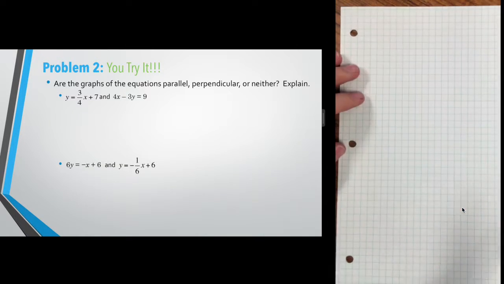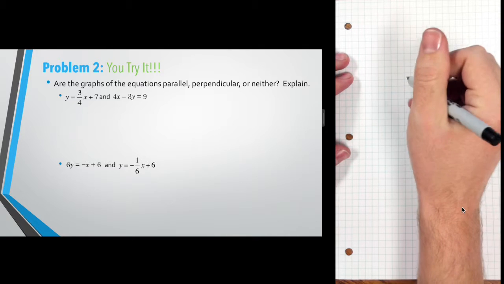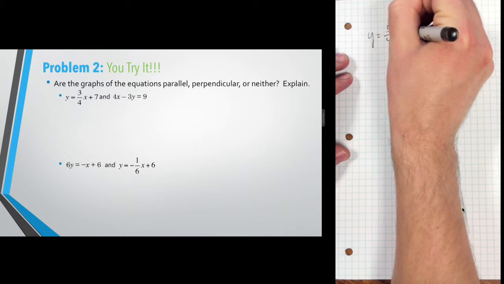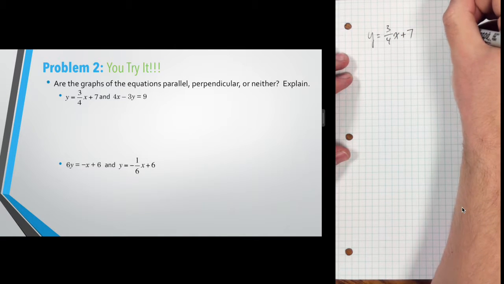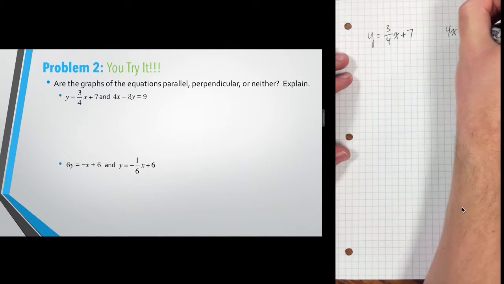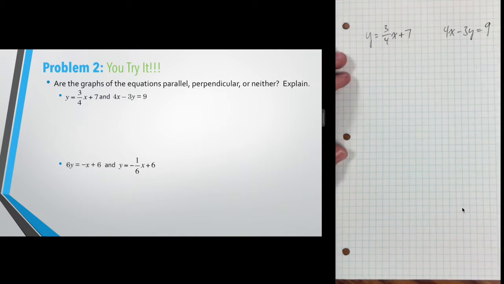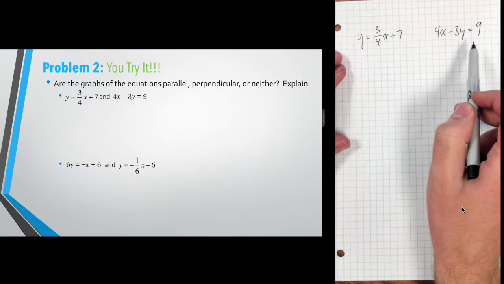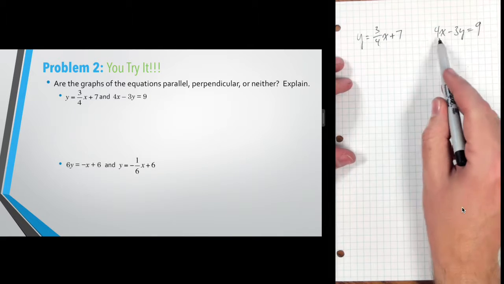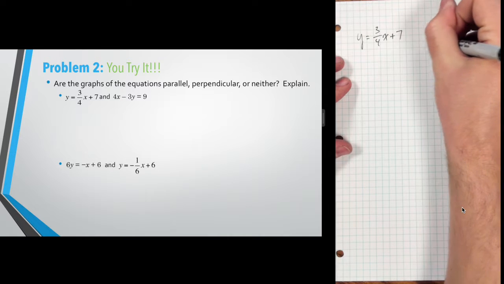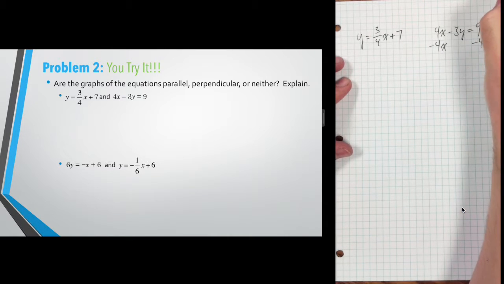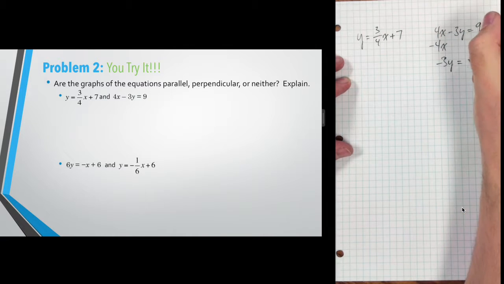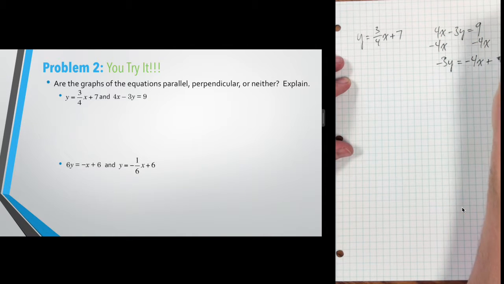All right, so we have, the first one is y equals 3/4 x plus 7, and the second one is 4x minus 3y equals 9. So notice already, this is already in slope-intercept form, this one is not. So to get this one in slope-intercept form, we need the x on the other side. So let's subtract 4x, and then we're going to have negative 3y equals negative 4x plus 9.